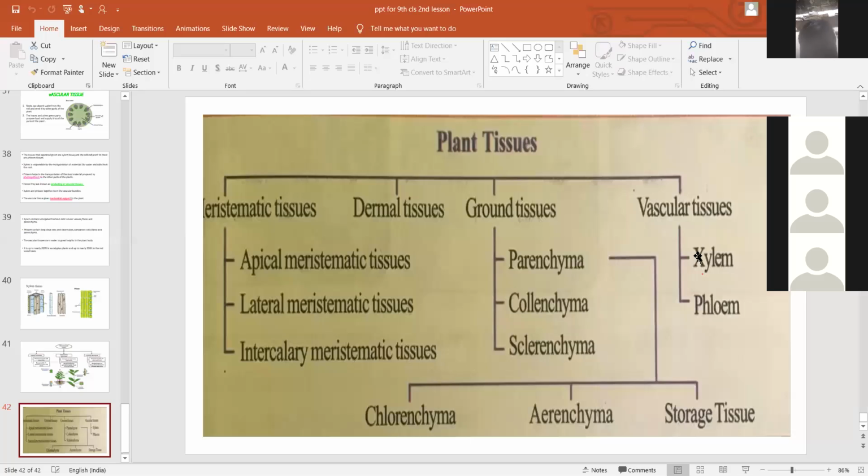Next, the vascular tissue is of 2 types: xylem and phloem. The xylem is responsible for transport of water and the phloem is responsible for transport of food material. The xylem and phloem are joined together to form vascular bundles.